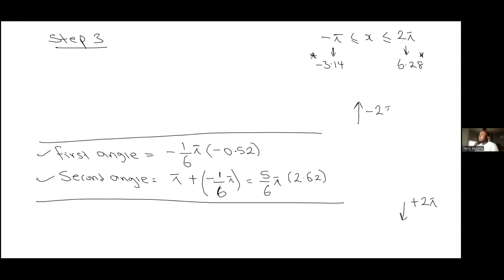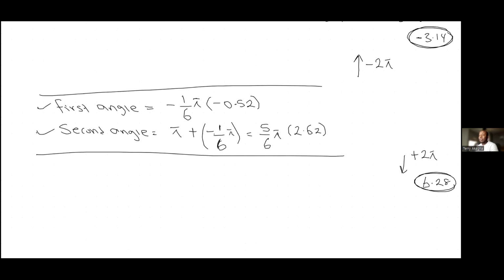But the minimum number we need to get should be minus 3.14. When we get to minus 3.14, we stop. But when we're adding, when we get to 6.28, we are going to what? We're going to stop. So let's go. Now let's start with the positive angle first, or the positive x direction.